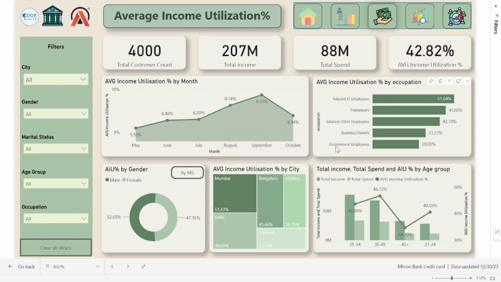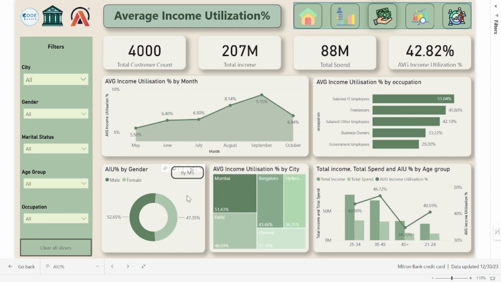Now let's see this bar chart. Salaried IT employees lead the pack with an impressive 51.4% average income utilization, likely due to their high disposable income. Freelancers follow closely at 45.80%, while salaried other employees spend 42.10% on average. Interestingly, business owners have 33.22%, possibly due to reinvesting profit back into their business. Government employees have the lowest average income utilization at 29%.